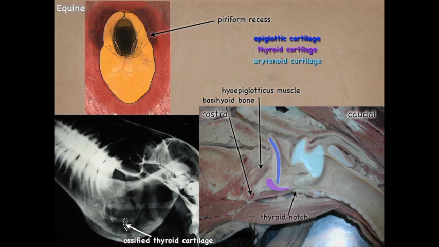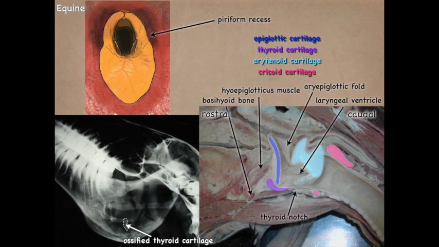Here would be where the arytenoid cartilages are. And then here's the cricoid cartilage. We see, remember, both dorsally and ventrally. And there's the laryngeal ventricle. The aryepiglottic fold. That is the vestibule entering in. The rima glottis is that area around the vocal fold. And then caudal here is the infraglottic cavity.